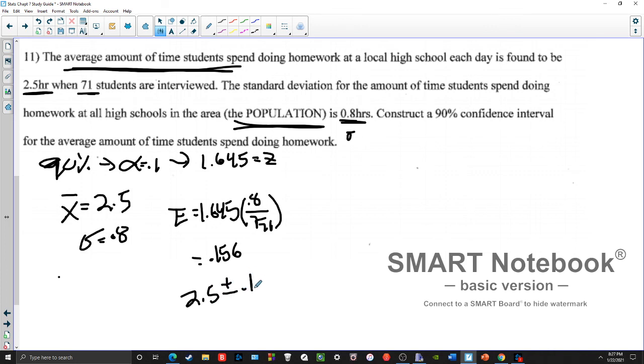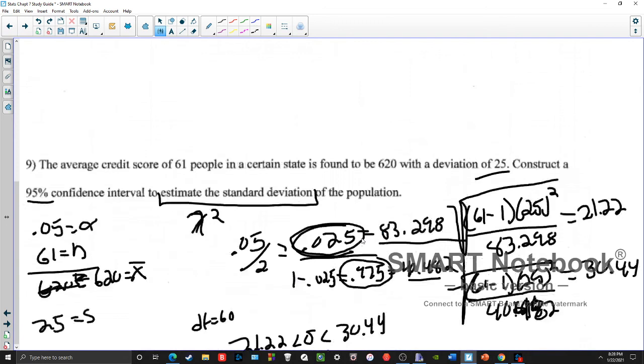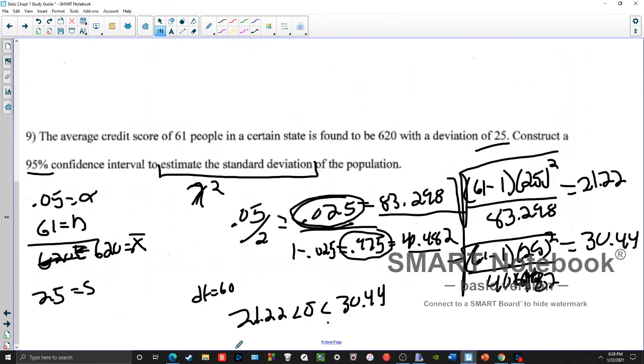which, when you write out, looks like this: 2.5 plus or minus 0.156. Again, the only reason you could not do an answer like this form is if you're trying to estimate the standard deviation, in which case there is no nice form to represent the standard deviation. You just have to kind of write it out verbatim and solve it. There's no special trick with that one.